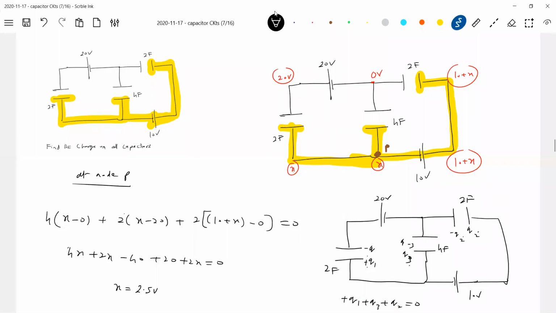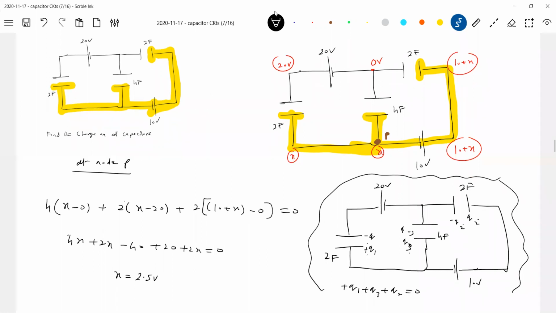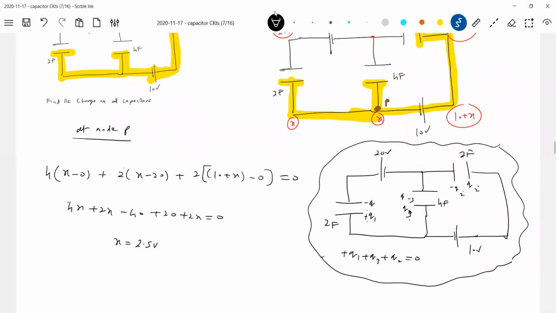This is not advisable. Not advisable means don't forget: when you have nodal analysis, this is not needed. Why? Because distribution of charge will be very difficult in bigger networks.